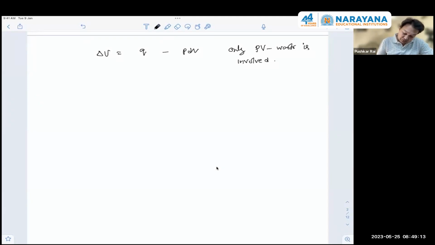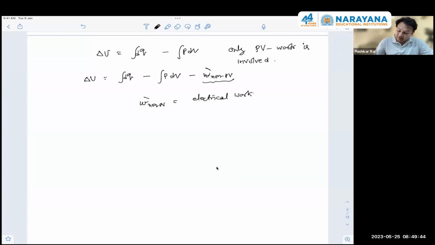So if non-PV work is also involved, delta U becomes Q minus the integral of PdV, and minus W dash non-PV. There is a special reason why we write it as minus W dash, because this W dash non-PV is equal to electrical work or non-PV work done by the system.